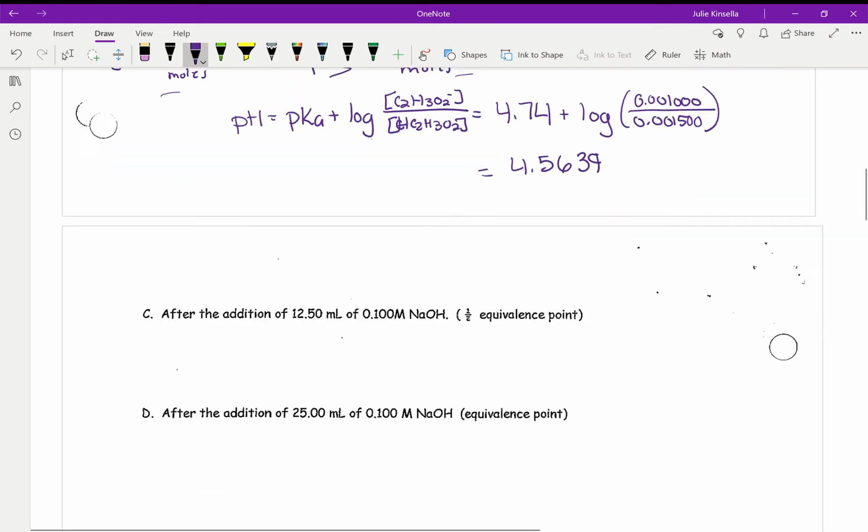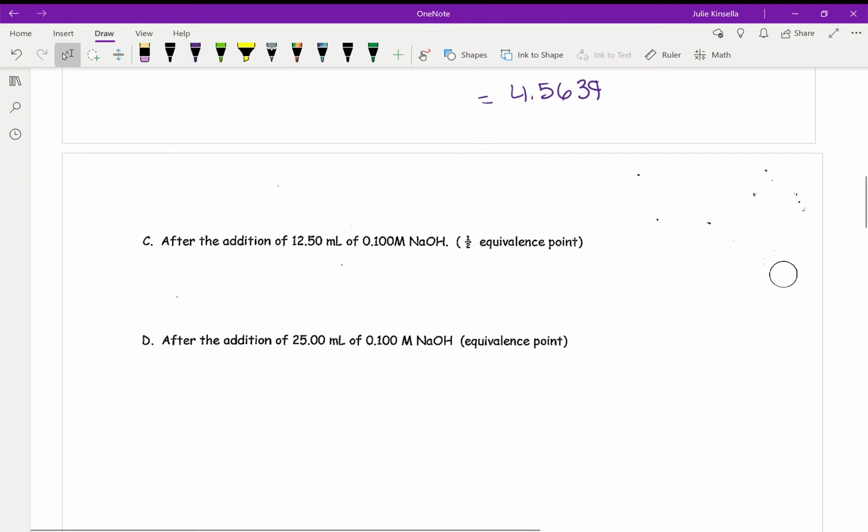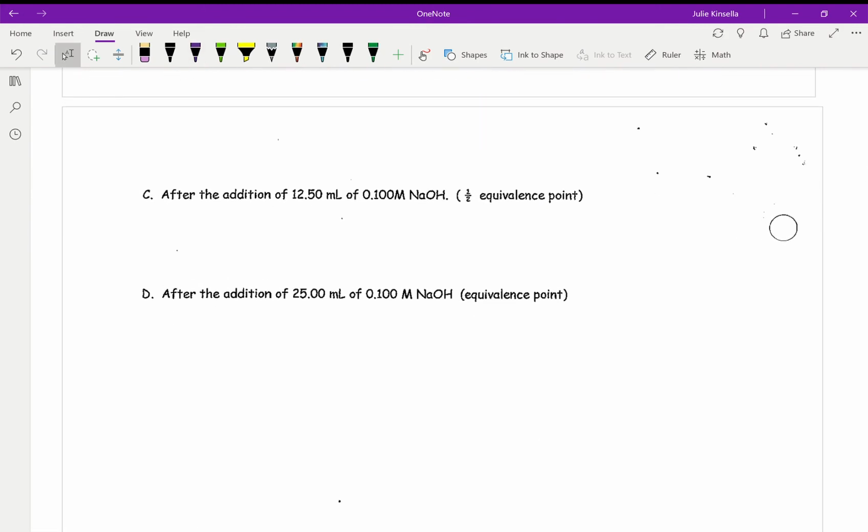So in part C here, it says after the addition of 12.5 milliliters of our sodium hydroxide, that is our halfway to equivalence point, which means that our pH at the halfway to equivalence point is equal to our pKa, which then means that the pH at that point in time would be 4.74. And that would be all you need to do at that halfway to equivalence point.